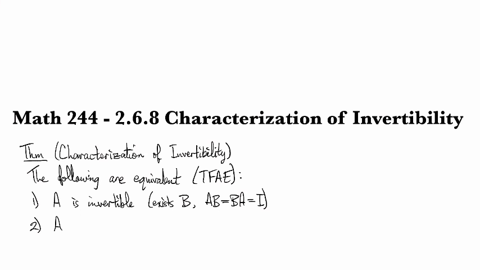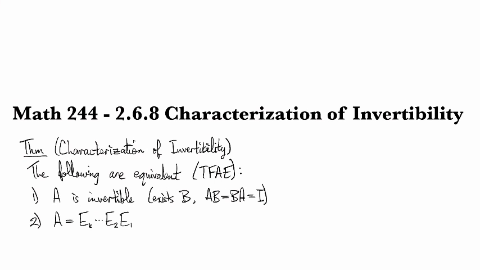Secondly, A is equal to a product of elementary matrices. We've seen that if A is invertible, then it can be written as a product of elementary matrices, but it also goes the other way. If we have a product of elementary matrices, we know that each elementary matrix is invertible, and products of invertible matrices are invertible. So if A is a product of elementary matrices, then A must be invertible. So it's an if and only if. It goes back and forth, and that's the meaning of saying that those two are equivalent.